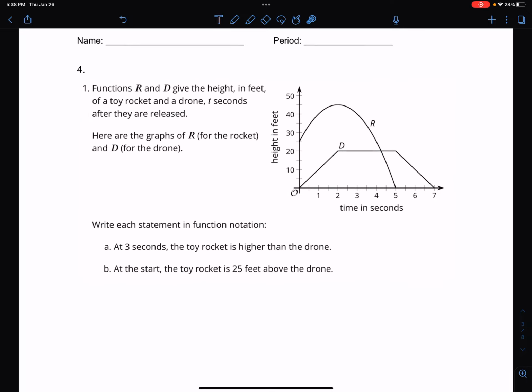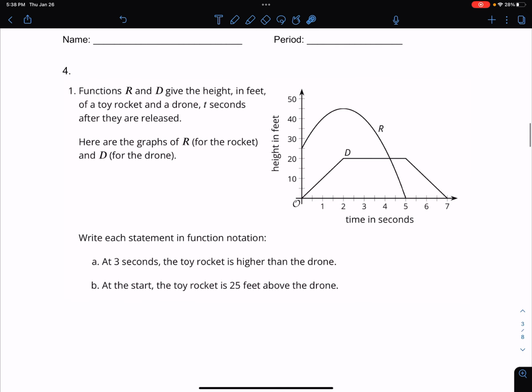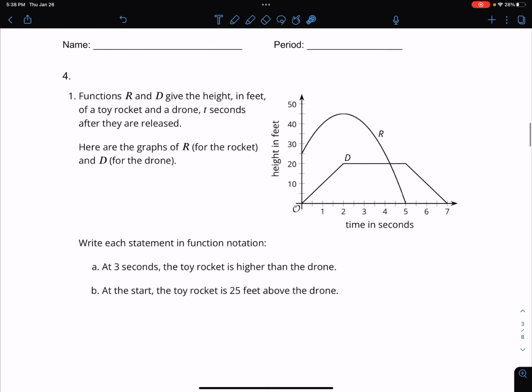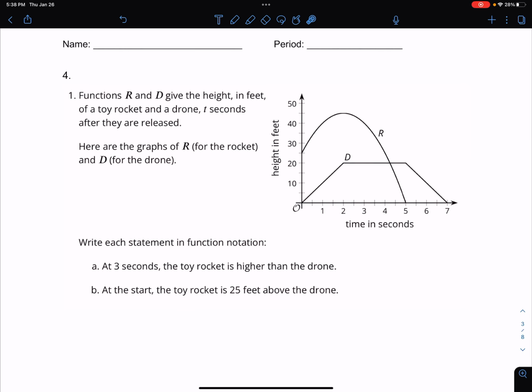All right, we got question 4 here from our function notation mid-unit 4 test, practice test. Functions R and D give the height in feet of a toy rocket and a drone t seconds after they are released. So I'm looking over here at my graph.